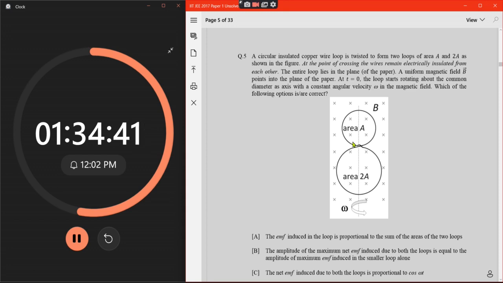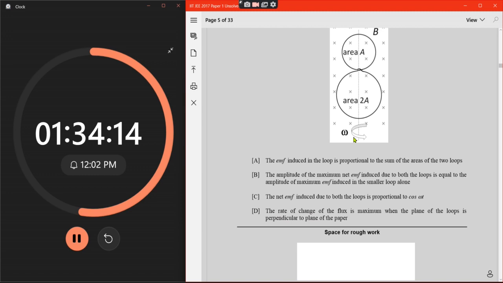Right, you have to have this kind of thing. So area A, right? Suppose here the EMF potential is E from this loop, then here the potential will be E when you go clockwise, right? So if we go like this, here E and then here negative E, so in this it will be 2E, so it's a difference of course. EMF induced in the loop is proportional to the sum of the areas of the loops.